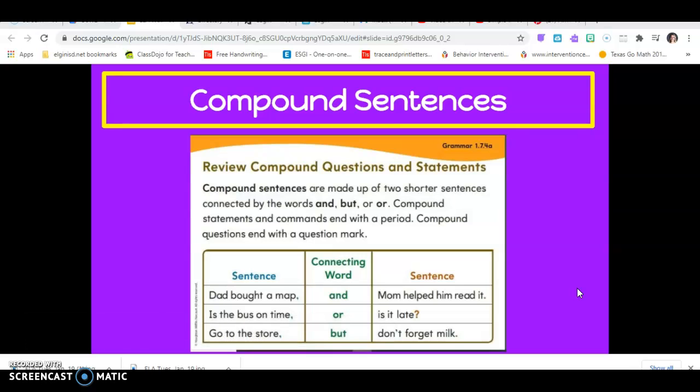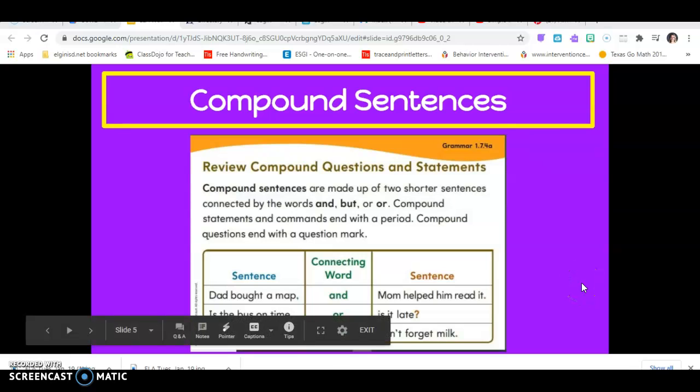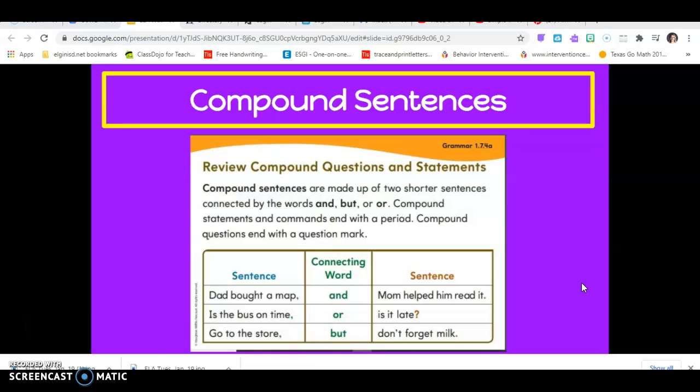Look at the next one. Is the bus on time or is it late? Let's read those two sentences together. Ready? Is the bus on time or is it late? And the last one says, go to the store, but don't forget milk. That is a compound command. It's telling you to do something, but it has two sentences combined with a comma and a connecting word. So let's read the last one together. Go to the store, comma, but don't forget milk.